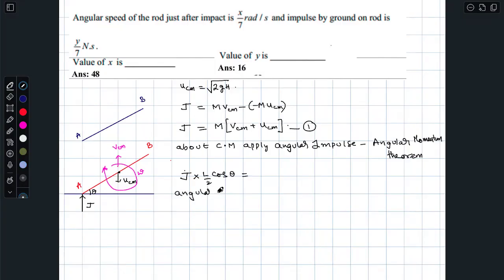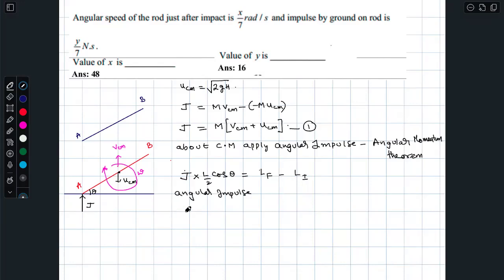This is called angular impulse. And this is equal to what? This is equal to change in L, final minus L initial. In fact, which point you are applying it is about the center of mass. You are applying this about the center of mass.